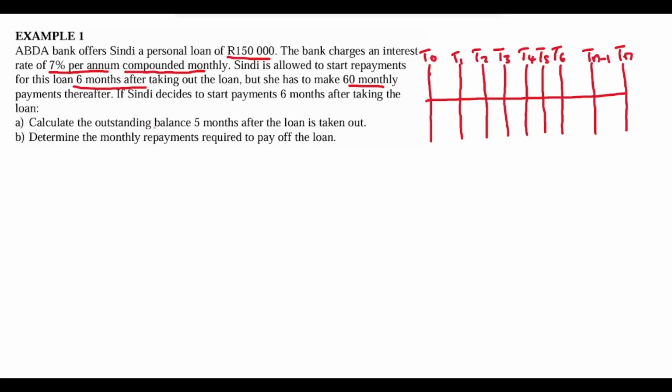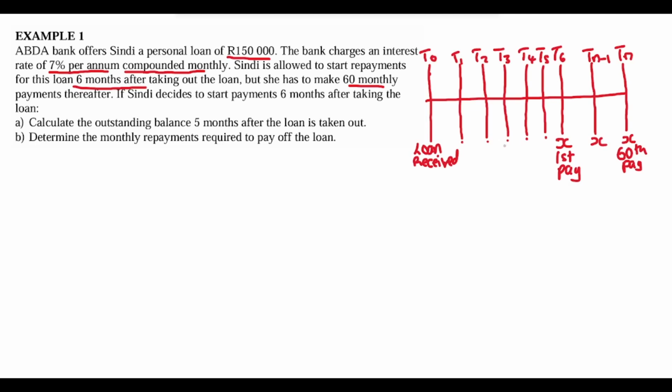This is the timeline. What we have here, the loan is taken here. So let's say loan received. And then she will not pay for the next 6 months. So when will she start paying? She'll start paying 6 months after taking out the loan. So we have 1, 2, 3, 4, 5, 6. She'll start paying here. And then for the rest of the loan period, up to the 60th payment. So this is the 60th payment, and here, this is the first payment.